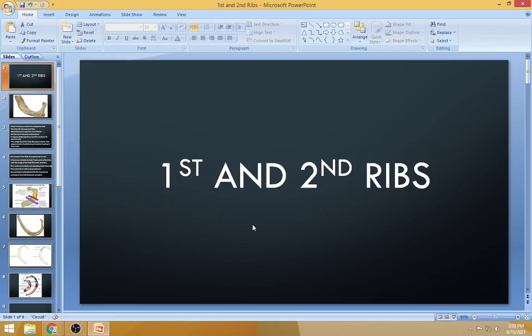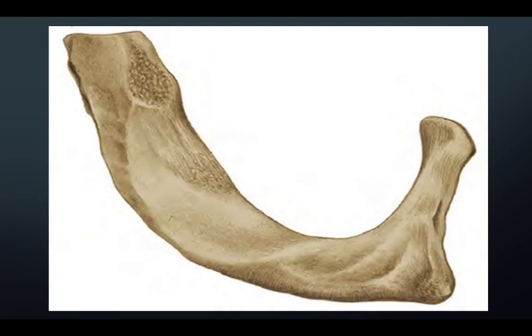Okay, so let's talk about the ribs. First and second ribs today. As you know, these will be atypical ribs. So let's come to the first rib. This is the appearance of the first rib.